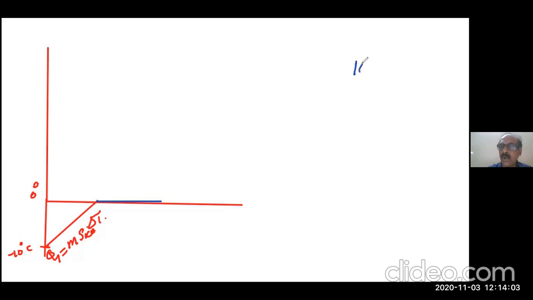The heat for 1 kilogram of ice to completely turn to water at 0 degrees Celsius is 3.35 into 10 to the power 5 joule per kilogram. This is known as latent heat of fusion of ice, or latent heat of melting of ice. Clear? So here we can say Q2 is equal to, this is for 1 kilogram. If M kilogram, then M into L_F. Now that solid is completely melted.